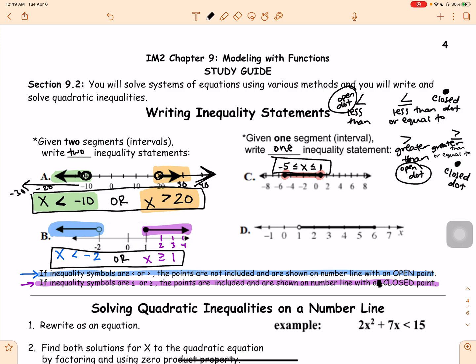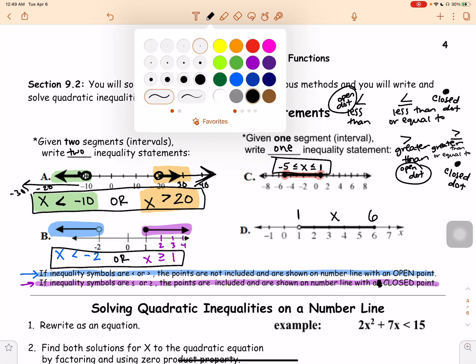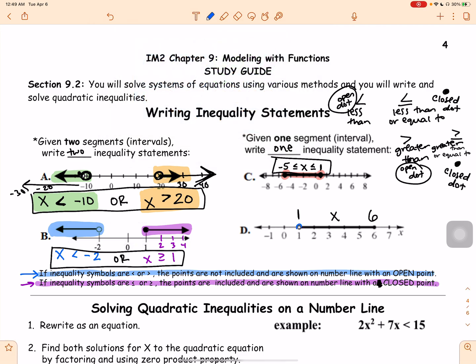Okay, so here's another one. So here I'm at 1. The x is somewhere in between 1 and 6. Now we have to pay attention to if it's a closed dot or an open dot. So I see that this one right here is an open dot. So x is greater than 1. Okay, all these values, 2, 3, 4, 5, 6, those are all numbers that are greater than 1. So that's why the opening again is facing the x. 1 is less than x because x is greater than 1.